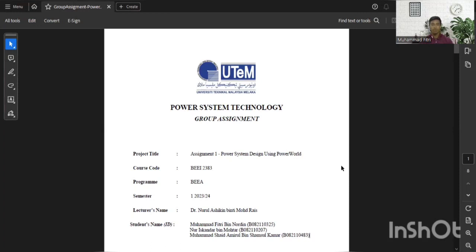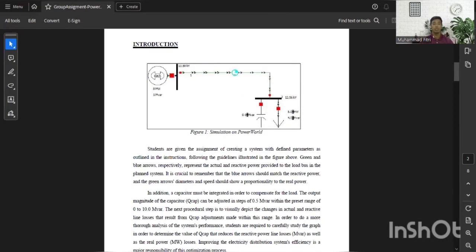So before I start with the introduction, let me introduce our group members. I start with me, Muhammad Fitri bin Nurdin, Nur Iskandar bin Mukhtar, and last Muhammad Said Amirul bin Samsul Kamal. So move on to the introduction.